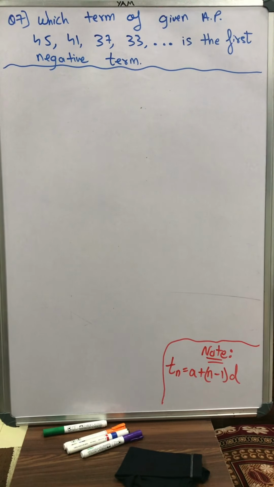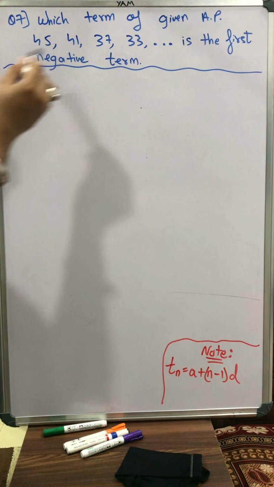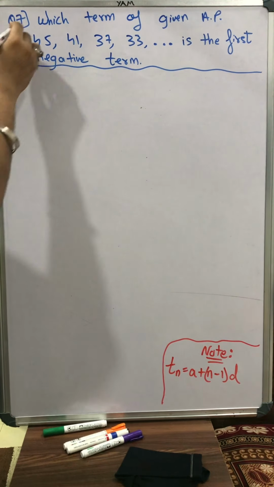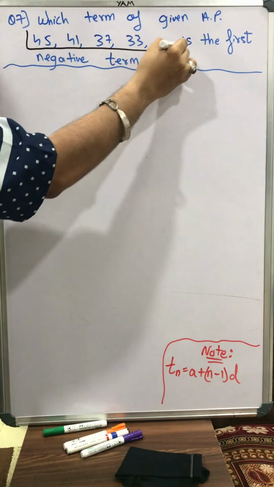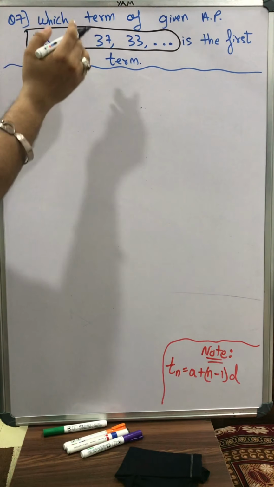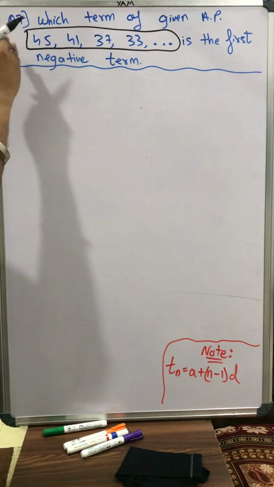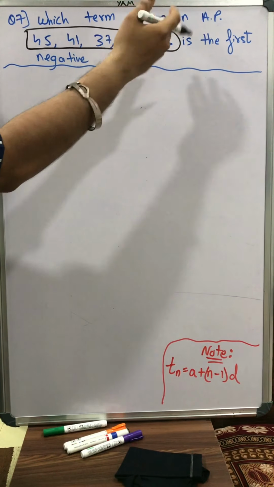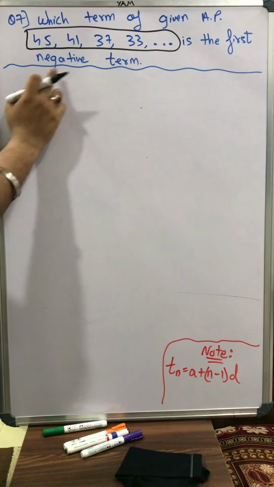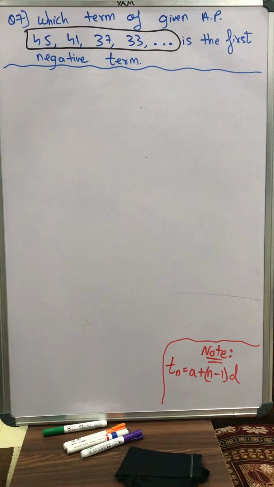Students, now the next question, it's question number 7. Which term of the given AP, 45, 41, 37, 33, and so on, is the first negative term? Is the first negative term?